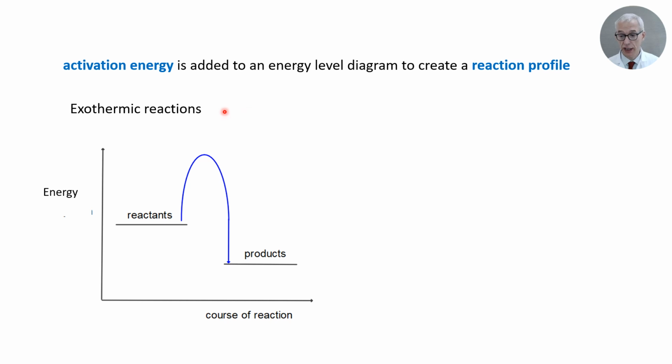So let's look at an exothermic change. The products have less energy than the reactants, but there's an energy barrier between the reactants and the products, which has to be overcome by an input of energy. That input of energy is the activation energy, which is the difference between the initial energy level of the reactants and the top of the activation energy curve.